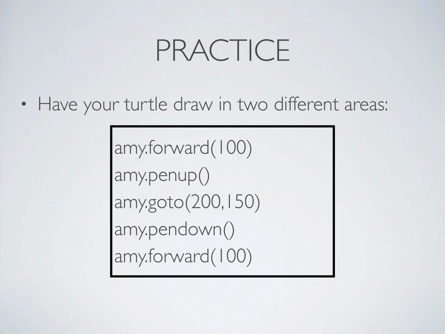Alright, so let's practice using the pen up and pen down. So go ahead and add this code to your file. So as you can see in this code, the turtle moves forward, you pick your pen up, you go to a specific location, and then you put the pen down, and then you keep drawing again. So go ahead and pause this video, add this code to your file, and run it, see what happens. Alright, so again, using pen up and pen down, that's how you're going to be able to move your turtle around without drawing any lines. So this is really useful if you want to draw on 2 different locations on your screen.